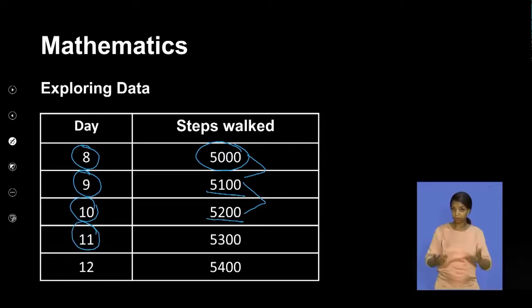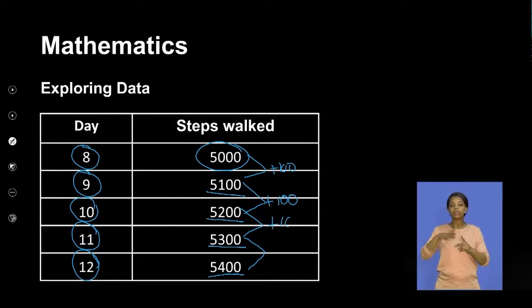And then on the 11th day, they walk 5.3 steps, so 5,300. You look at, is there a change between day 10 and day 11? And then lastly, on day 12, they walk 5,400. You also think about, is there a change there? So you can see that there was a change of plus 100 steps, a change of plus 100 steps, a change of plus 100 steps, and another change here of plus 100 steps.